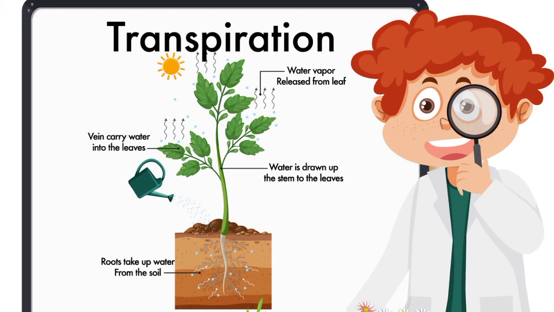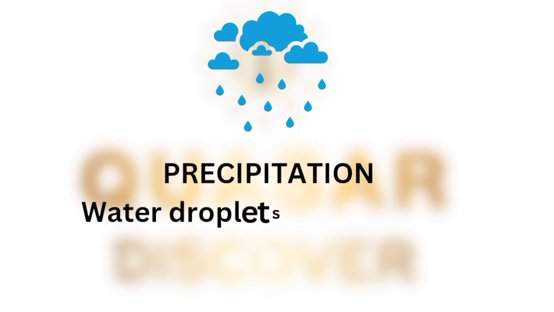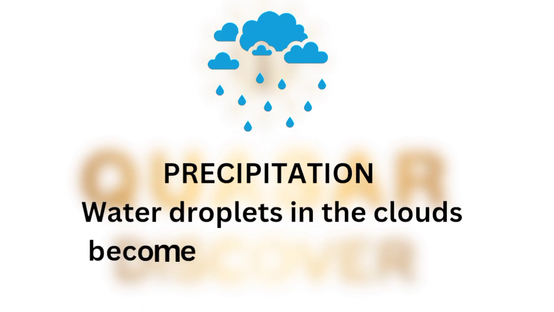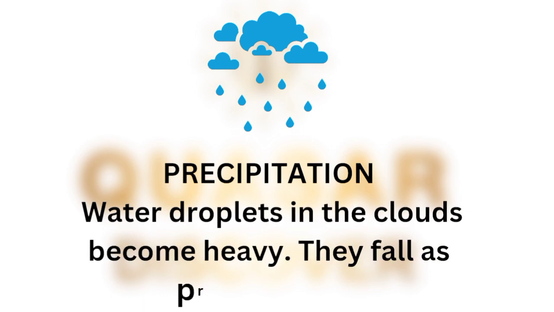Transpiration. In transpiration, the leaves of plants release water vapor into the air. Precipitation. Precipitation is when water droplets in the cloud become heavy. They fall as precipitation.